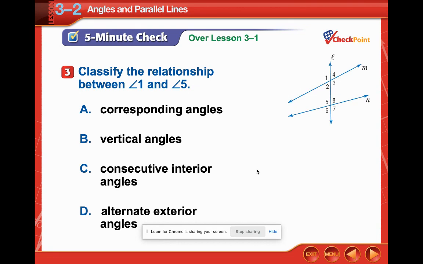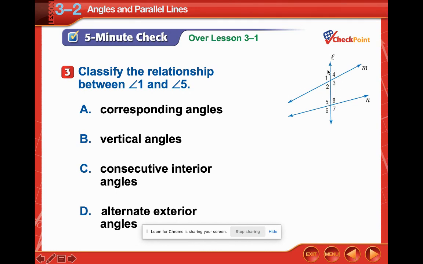All right, so classify the relationship between angle 1 and angle 5. So for angle 1 and angle 5, you could say they're corresponding angles. They're both on the top left. So you can see that line L right here is the transversal. So M and N, they're both on the same side of the transversal, L, and they're both above their own respective lines. So line M is the one that 1 is above, and line N is the one that 5 is above. So you could say they're corresponding angles.